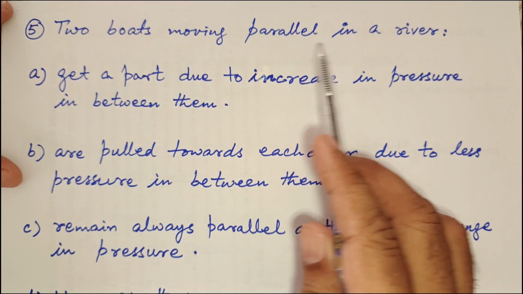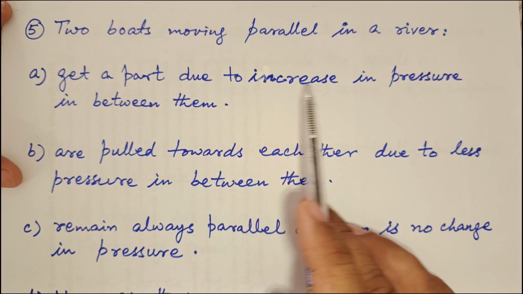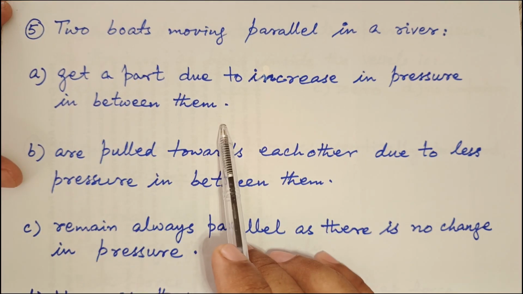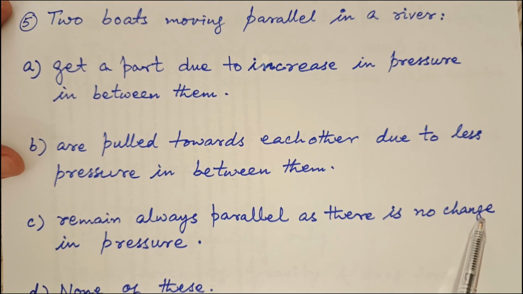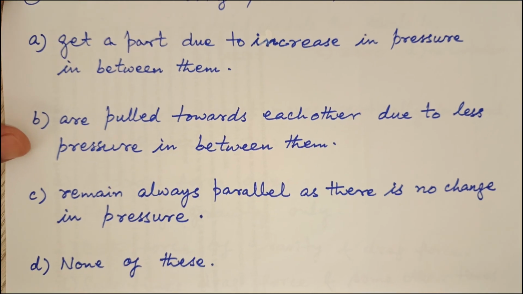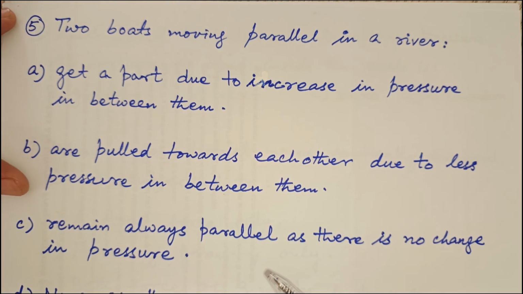Two boats moving parallel in a river. Then what happens? Option A, they get apart due to increase in pressure in between them. B, they are pulled towards each other due to less pressure in between them. C, they remain always parallel as there is no change in pressure. And D, none of these. So this will be answered as per Bernoulli's principle, which states that as the speed of a fluid like water increases, its pressure decreases.